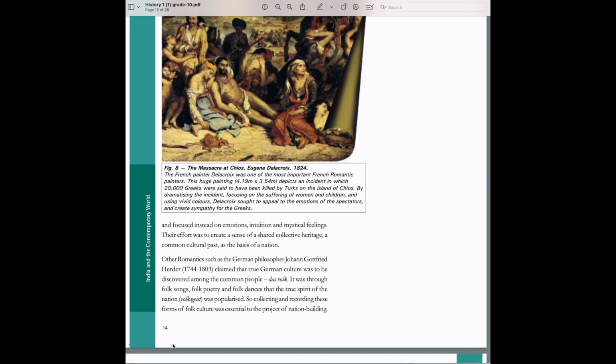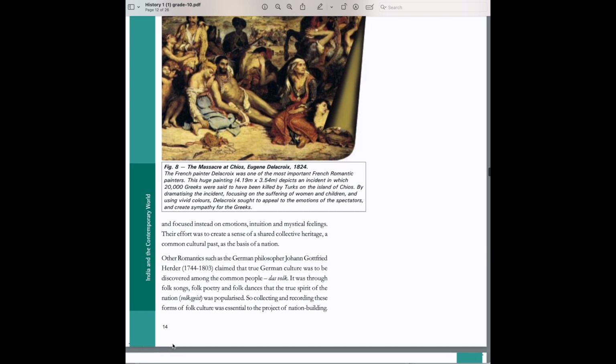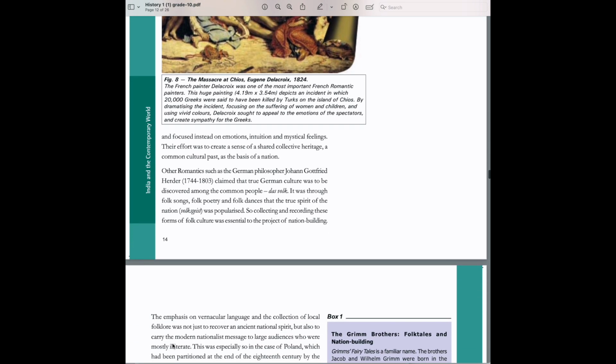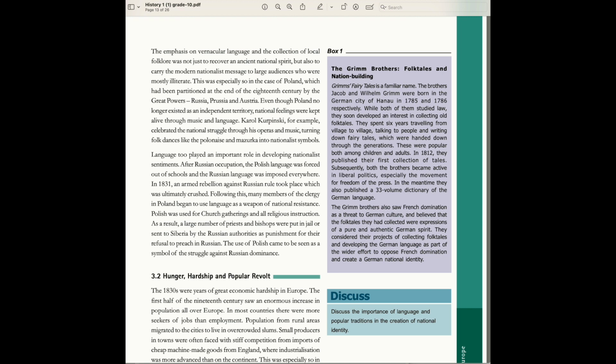It was through folk songs, folk poetry, and folk dances that the true spirit of the nation was popularized. So, collecting and recording these forms of folk culture was essential to the project of nation building. The emphasis on vernacular language and the collection of local folklore was not just to recover an ancient national spirit, but also to carry the modern nationalist message to large audiences who were mostly illiterate.